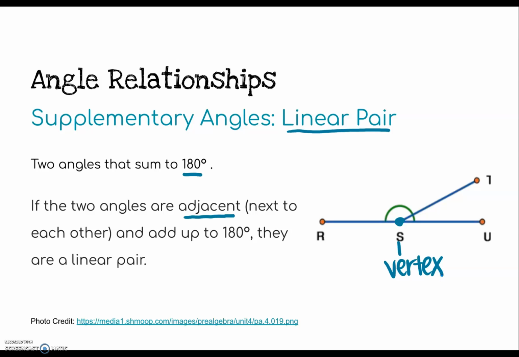If we were to create an example, we could say that angle RST measures 110 degrees, and that angle TSU measures 70 degrees. These two angles are a linear pair because they are adjacent and they sum to 180 degrees. We know that 110 degrees added with 70 degrees gives us a sum of 180 degrees.